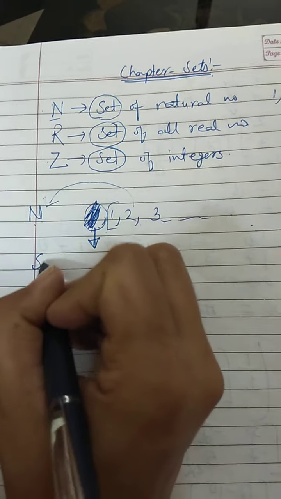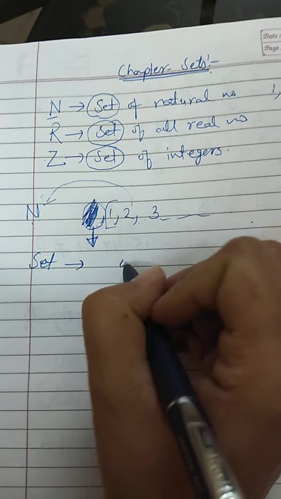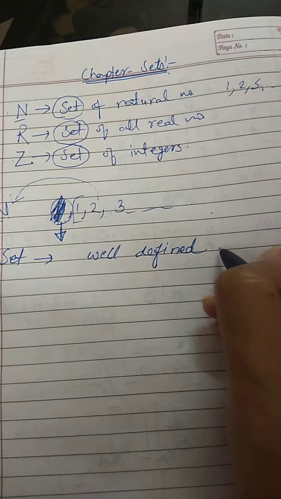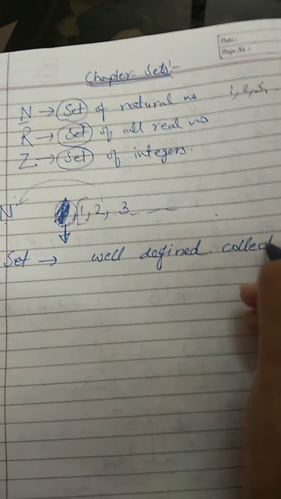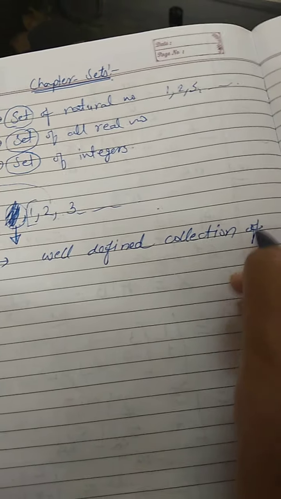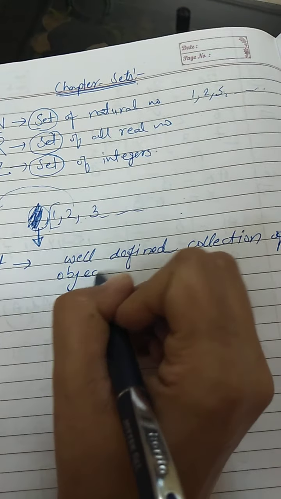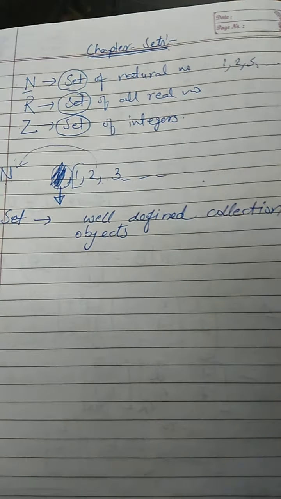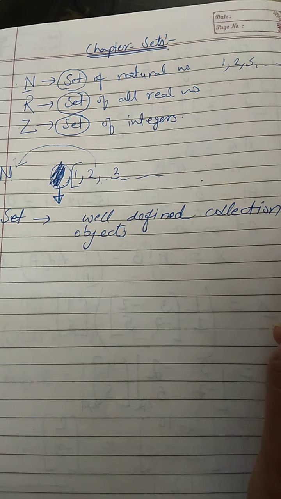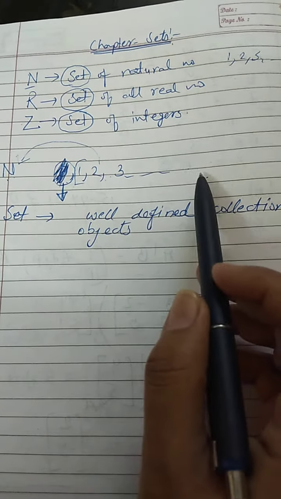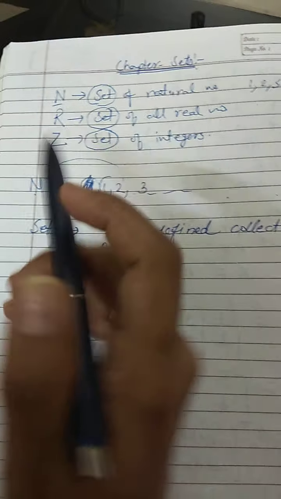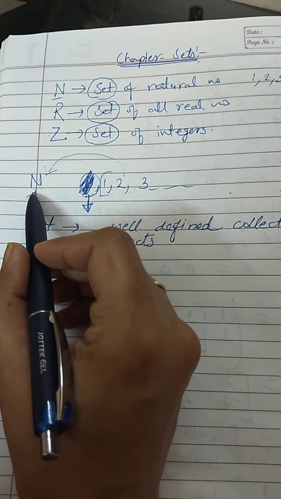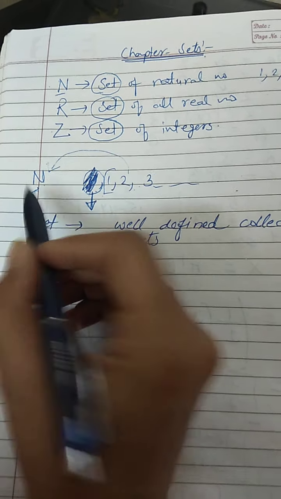So what is the set? A set is a well defined collection of objects. Right? So when I look at 1, 2, 3, 4 and so on, this is well defined. What is well defined? All these are natural numbers, and for the collection of all the natural numbers, we have used capital N to represent this collection, and it is the set of natural numbers, right?